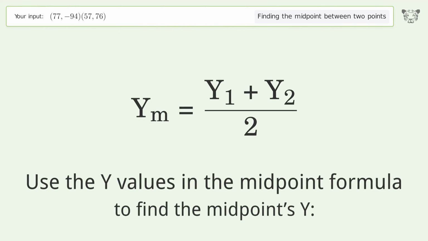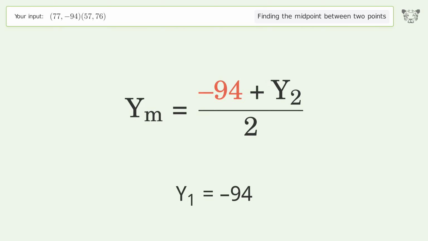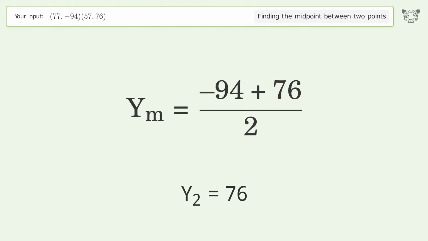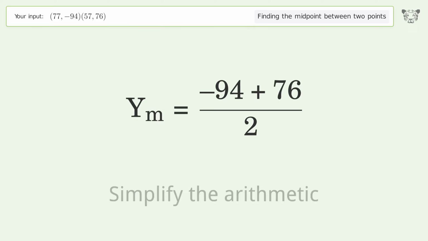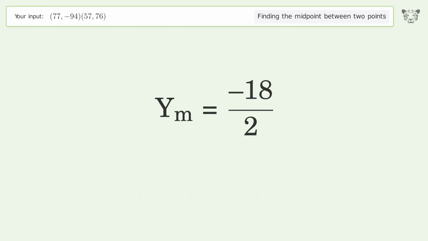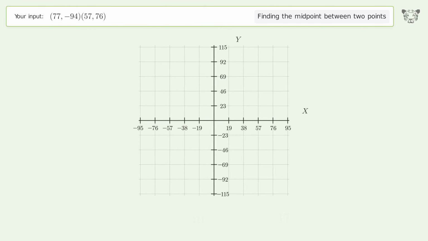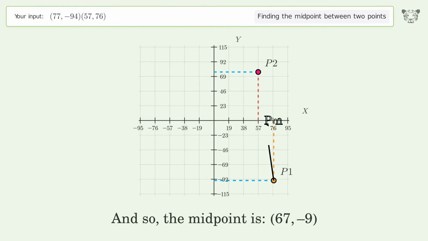Use the y values in the midpoint formula to find the midpoint's y. y1 equals -94. y2 equals 76. Simplify the arithmetic. And so, the midpoint is 67, -9.